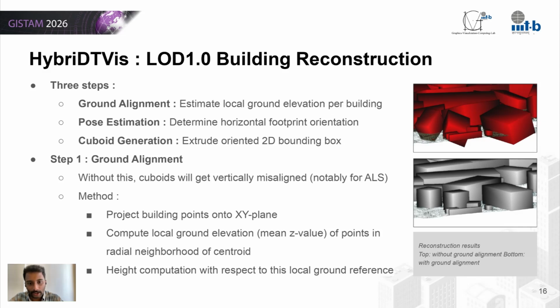We estimate the local ground elevation by analyzing a neighborhood around each building's centroid. We take the mean Z value from this radial neighborhood. This provides a consistent vertical reference. So we can see the before and after results on the right side.